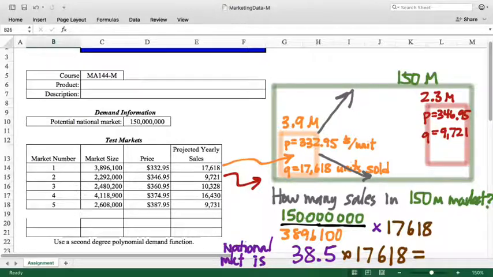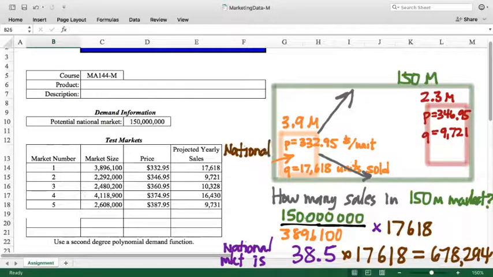And somebody with a calculator want to get that for me real quick? Great. So we multiply that out. We get a number, 678,294. And so we infer then that if we were to ask the national market to sustain a unit price of $332.95, we would expect that the national market would support a total sales quantity of 678,294.